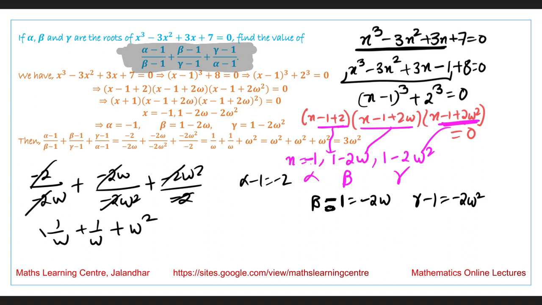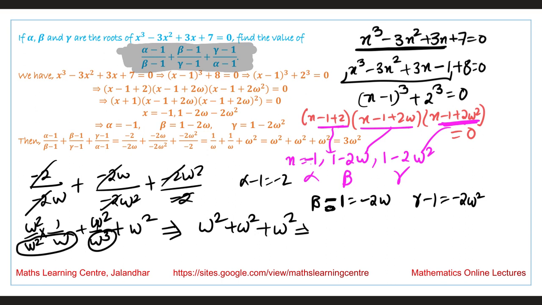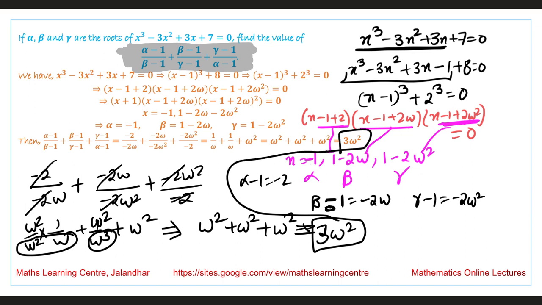Now if we multiply these terms by omega square divided by omega square, this term will become omega cube, which is 1. So we are getting omega square plus omega square plus omega square. So the answer we are getting is equal to 3 times omega square. This is the final answer, the value of this term.